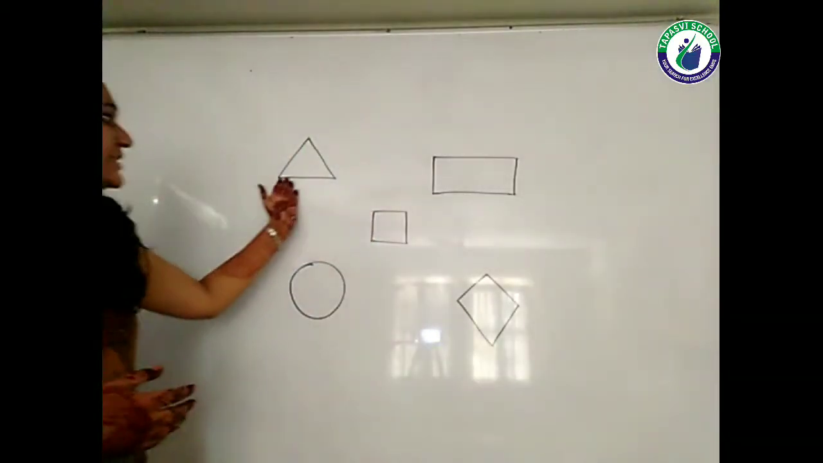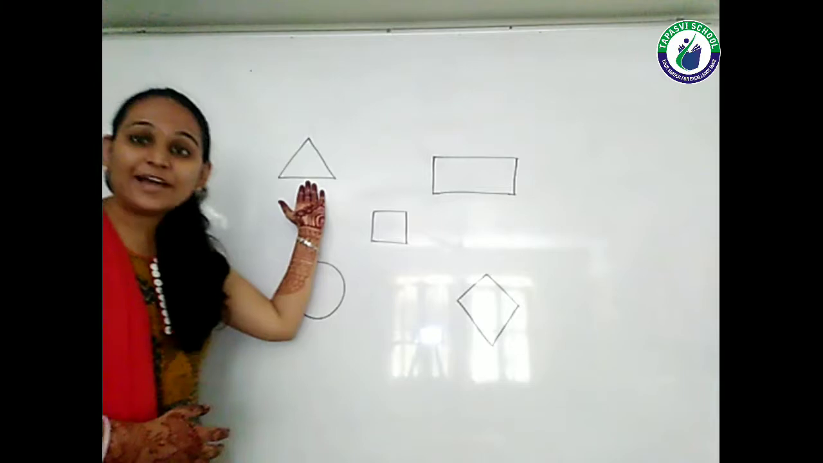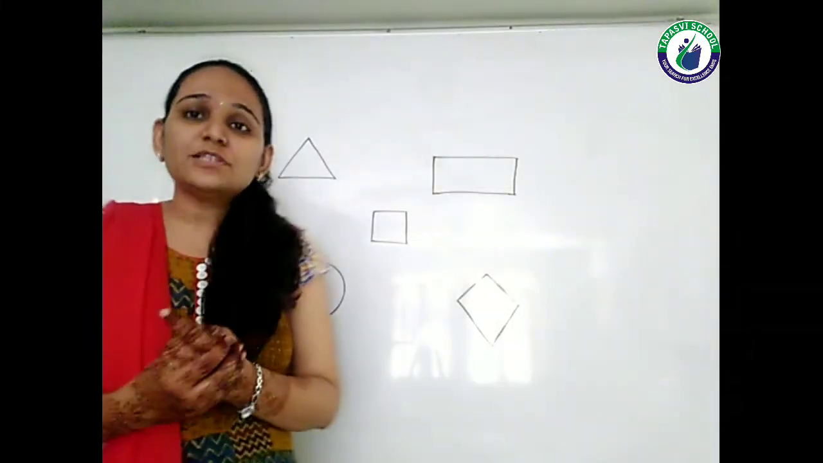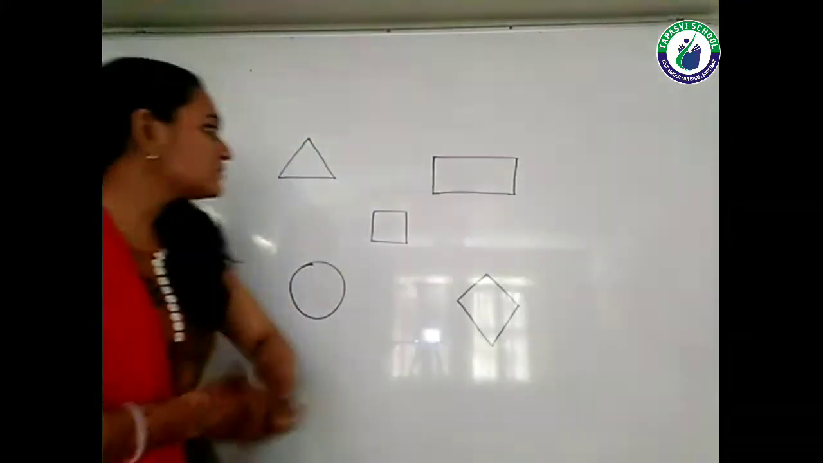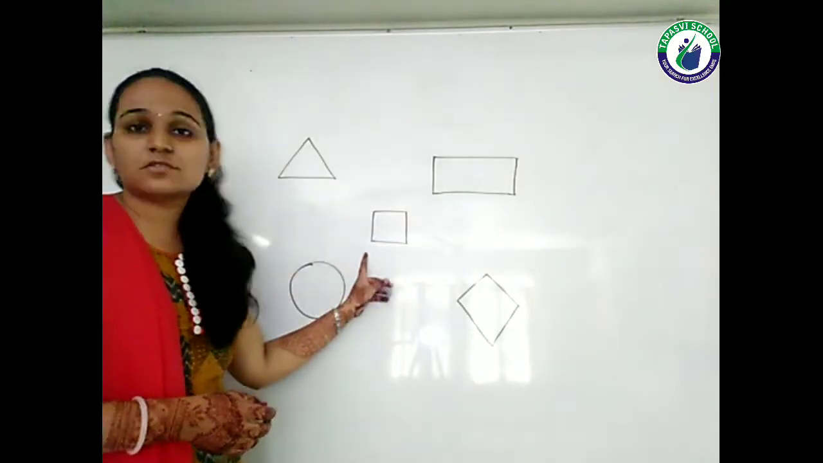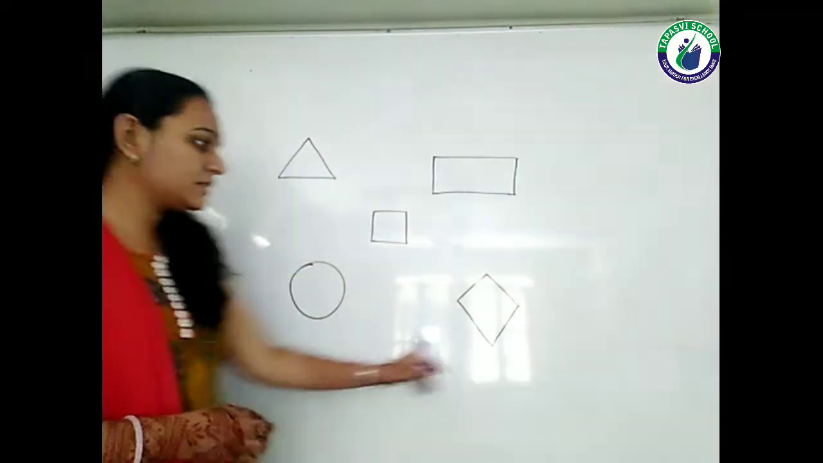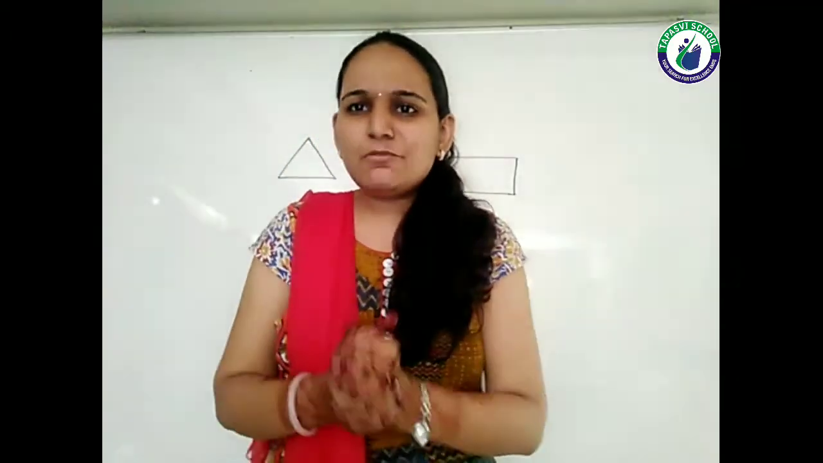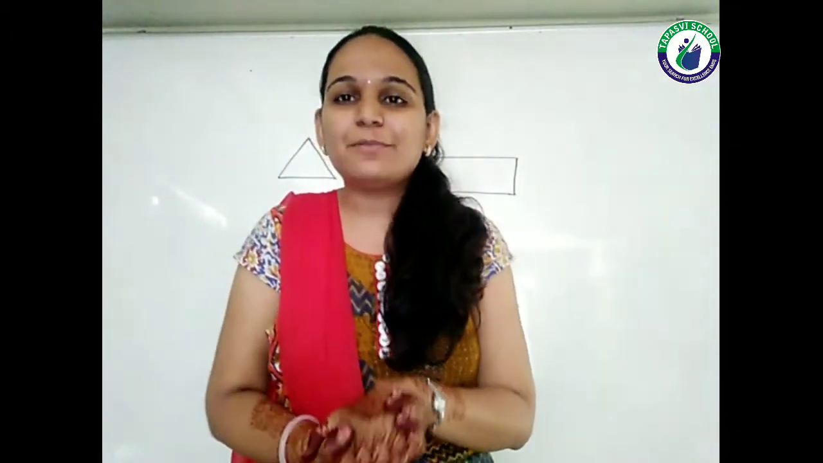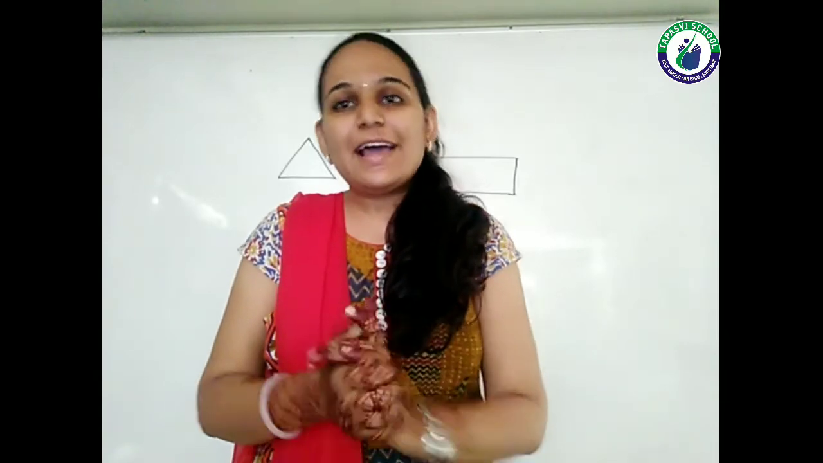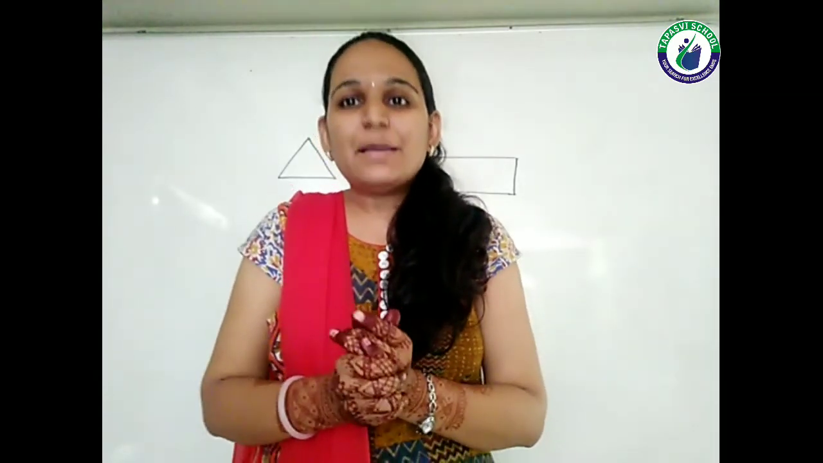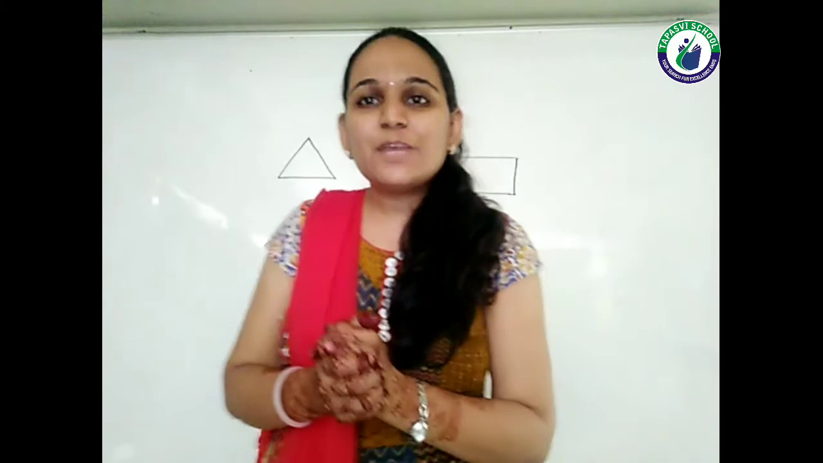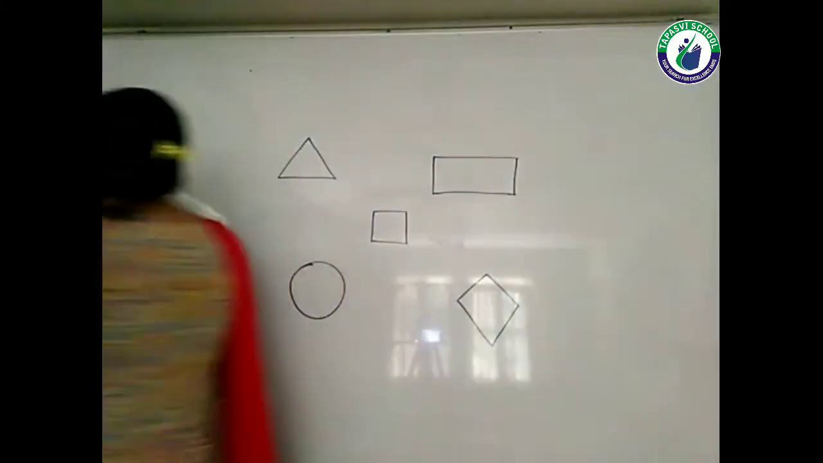You can see this is your triangle, which you have already seen, students, in your lower standards. This one is your rectangle, this is a square, circle, and your kite. So what can you guess the name of the chapter? The name of the chapter is shapes and angles. So I am writing the name of the chapter, students, shapes and angles.